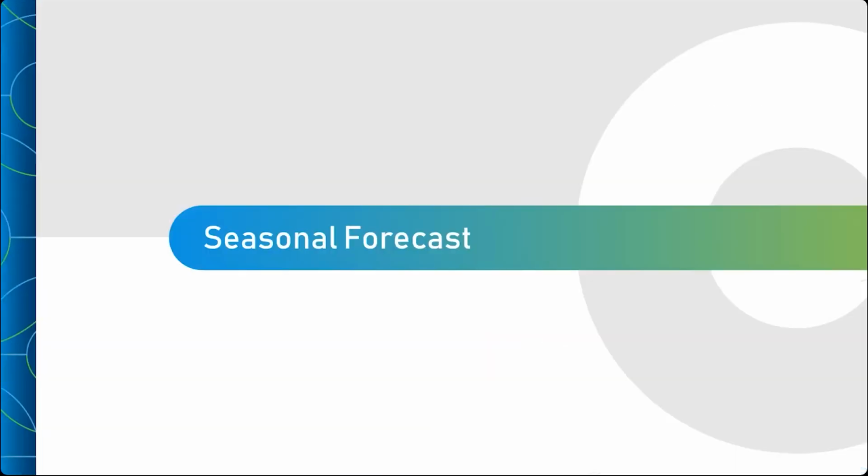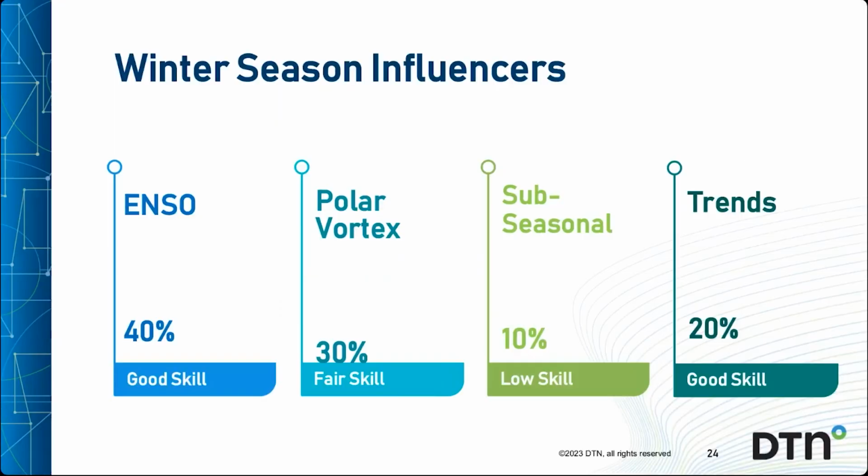Now let's start digging into the seasonal forecast. Let's start with the main influence on the winter season. ENSO, the oscillation between El Nino and La Nina, is typically one of the largest contributors globally. About 40% is typical, but sometimes more, sometimes less. And less this year because we're expecting a weak event, and Europe is that much further from the source.